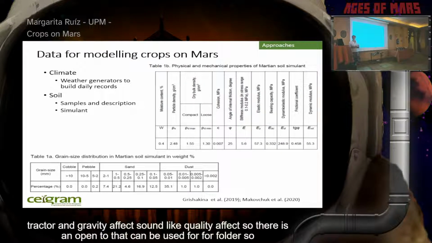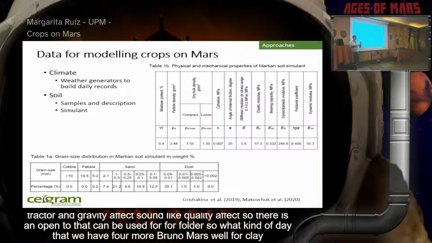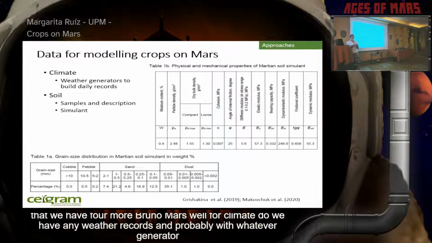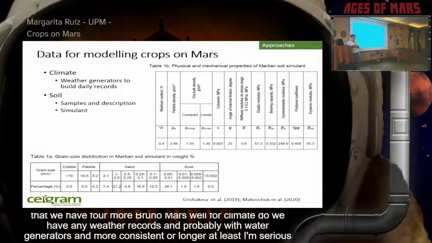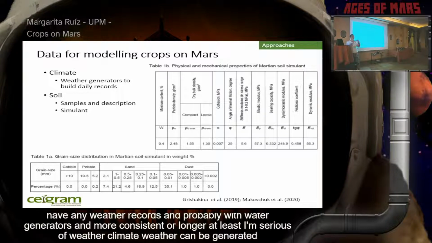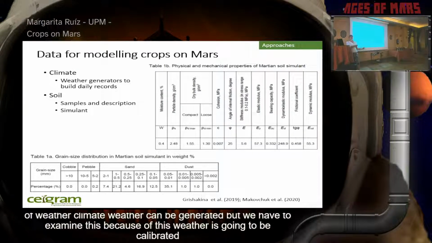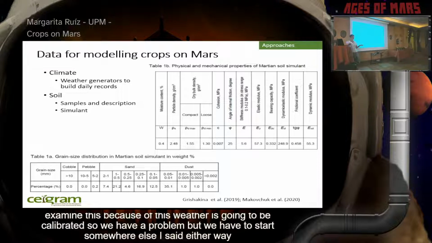So what kind of data do we have for modeling on Mars? Well, for climate we have weather records, and probably with weather generators a more consistent, or at least longer, time series of climate weather can be generated. But we have to examine this, because these weather generators are calibrated for Earth conditions. So we have a problem, but we have to start somewhere, even with wrong models.